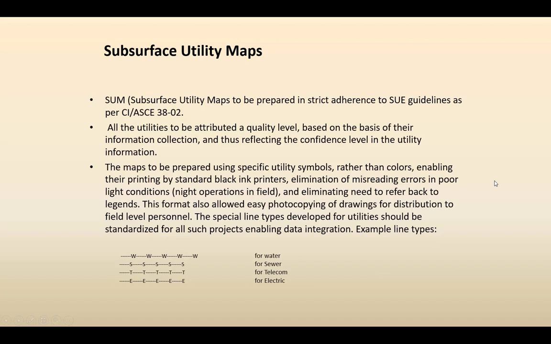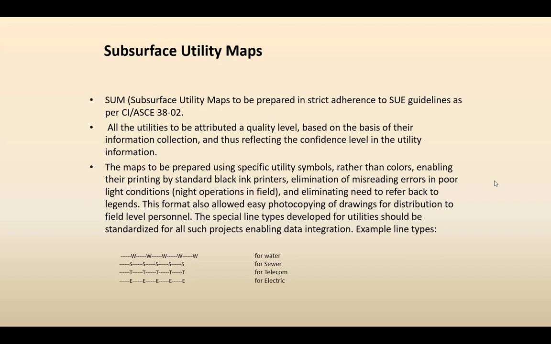When we come to subsurface utility maps, they are to be prepared in strict adherence to SUE guidelines as ASCE 38-02. The most important point is that each and every utility in the map has to be attributed a quality level based on the information collected, thus reflecting the confidence level in the utility information. This is the soul of the process of SUE. If you get a map which does not give the quality level on that particular map, that definitely is not a subsurface utility map. This is the most important thing.